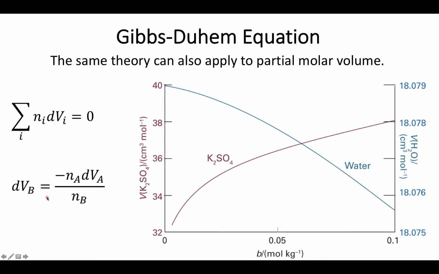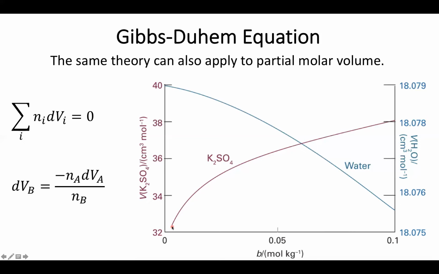And so you can actually imagine this in a system such as if I'm adding potassium sulfate salt into water. So at the beginning, the partial molar volume of water should be the partial molar volume for a pure species. And it's slowly going to decrease as it has to essentially make room for the potassium sulfate.